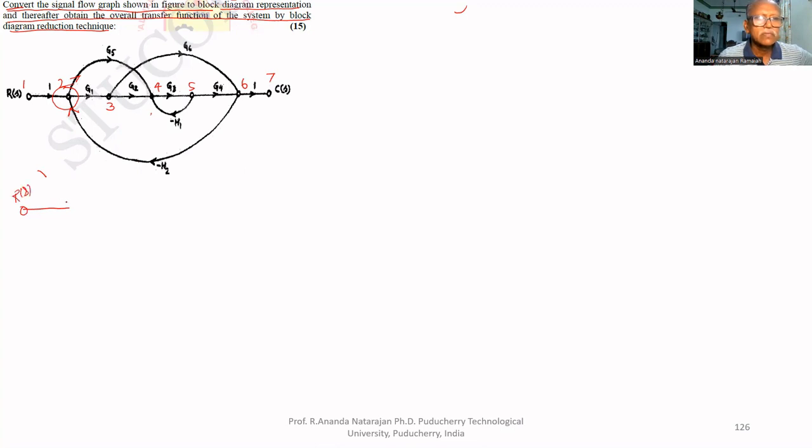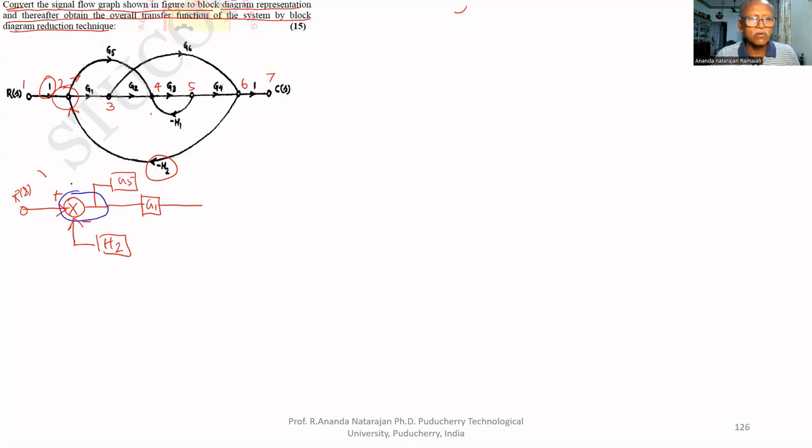R of S, then summing junction. This is positive, that's why plus sign. This is negative, that's why minus sign. Minus sign H2. Here, the output is taken away as G5. We have to draw like this. Here G1 will be there. This together is called node 2.